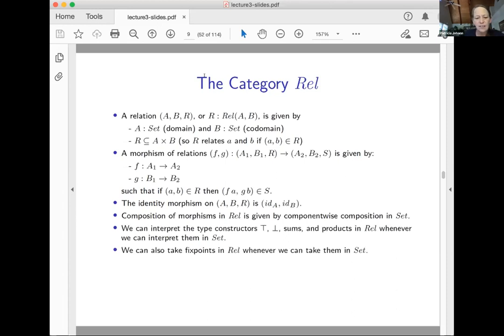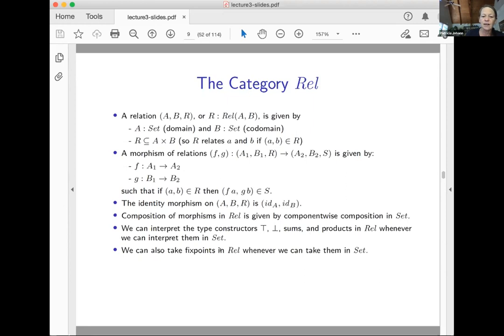And what we will see is that you can interpret type constructors like top, bottom, sums, products in Rel whenever you can interpret them in Set. And the same is true for fixed points. Okay, so I'm going to talk about this on the next slide, but the category Rel has the same kinds of properties that the category Set has. So you can do the same kinds of categorical constructions, take sums, take products, et cetera, have an initial object, a terminal object.